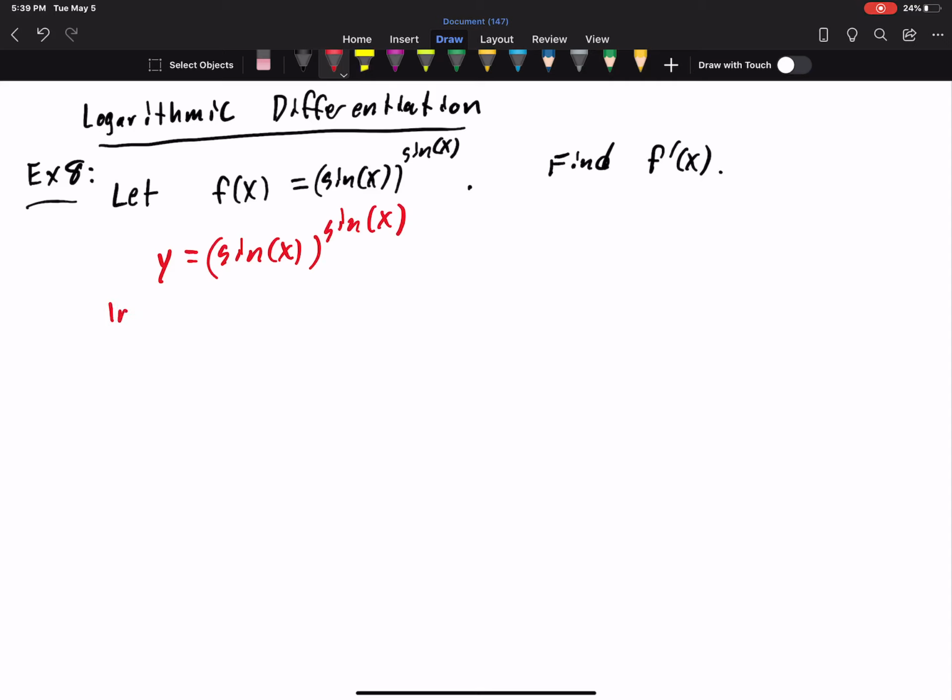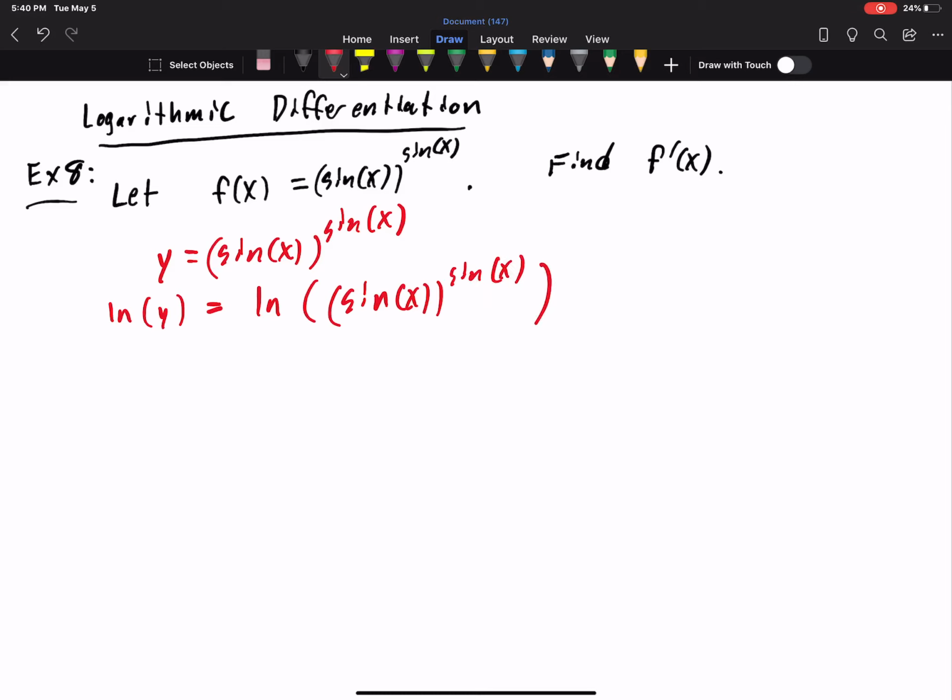We can still use our log rules because we have a function in x in the exponent. So taking natural logs of both sides gives us the natural log of sine of x to the sine of x power.